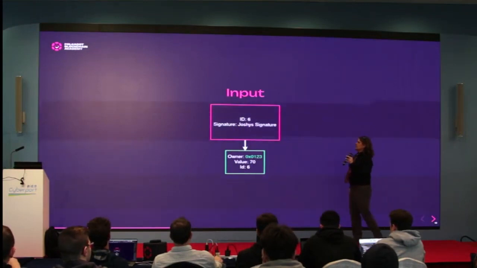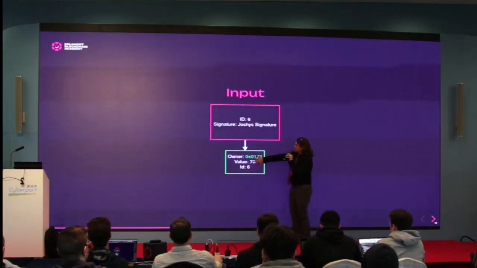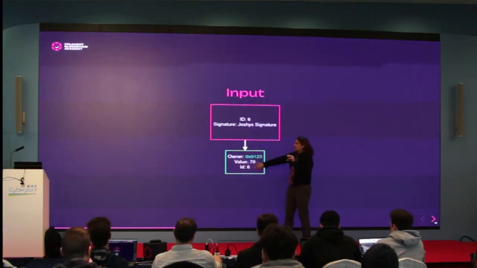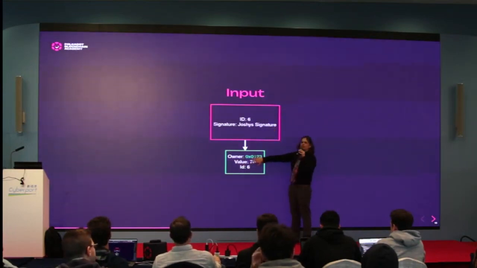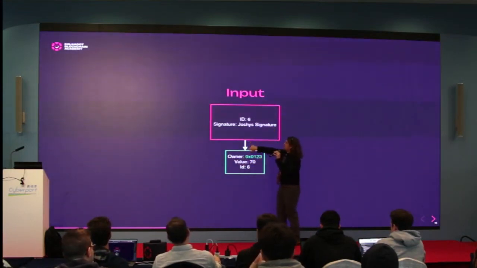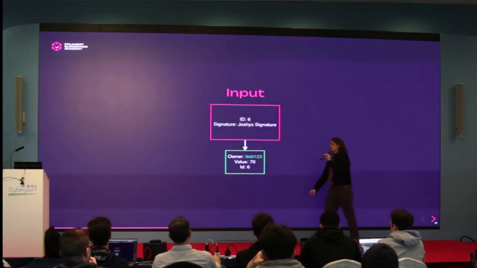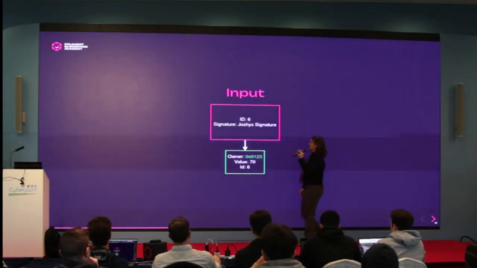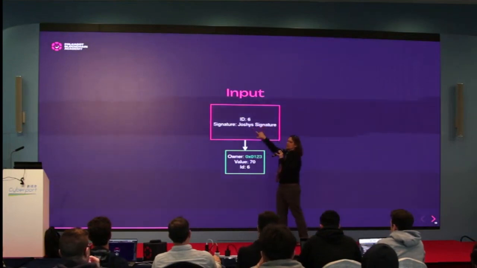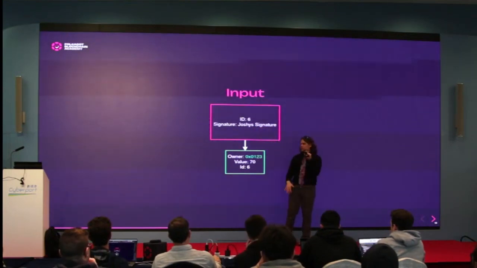Now the input itself doesn't actually contain all of this data. That's why it's not in the pink box. It just references this data. That's what the arrow means. By using this ID number 6, we're specifying the unique UTXO ID that I want to spend, and then we're providing a signature. And of course, when we send this to the blockchain, it's going to check.